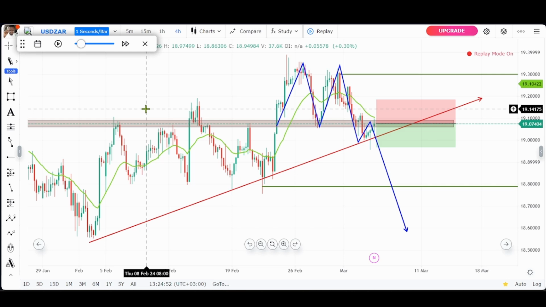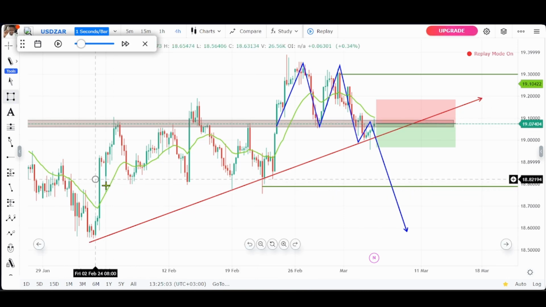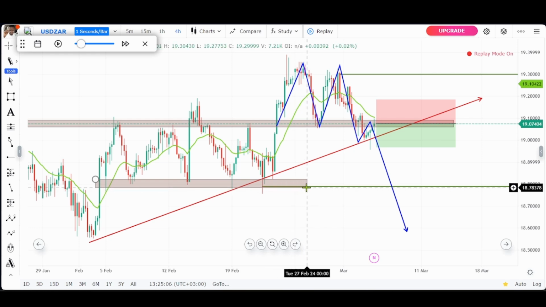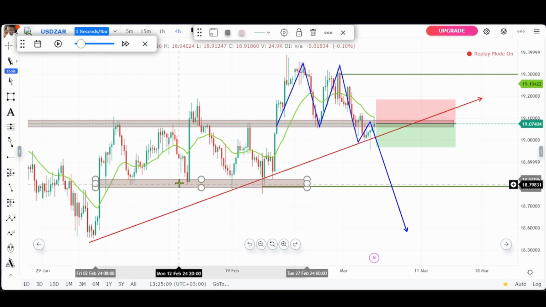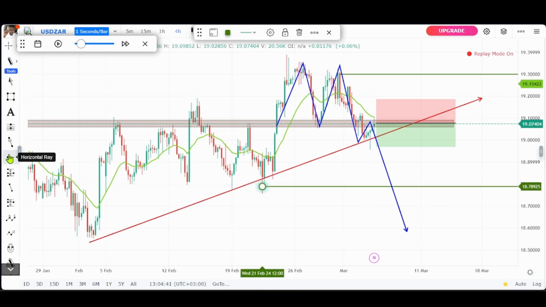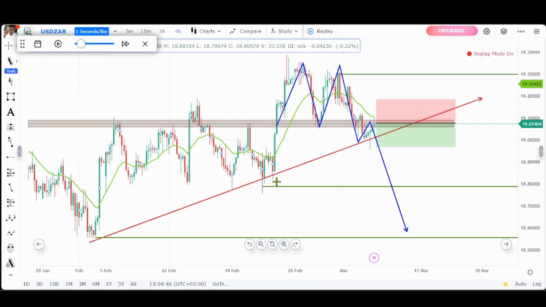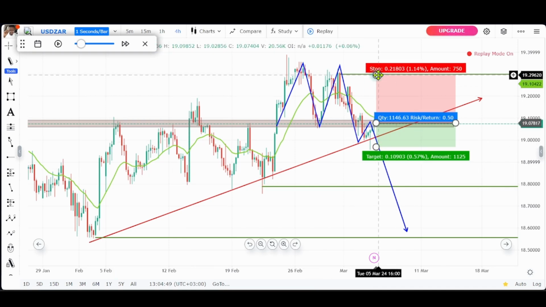We are using this zone as our first take profit because this zone is a strong zone. The price has tested this zone 1, 2, 3, 4 times. If the price managed to close below this zone, we will be in for a ride. The price will push further down. So our second take profit will be somewhere here. Now let's place this trade and see what happens.